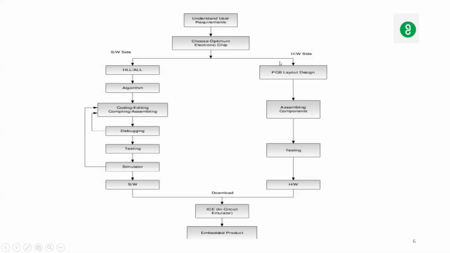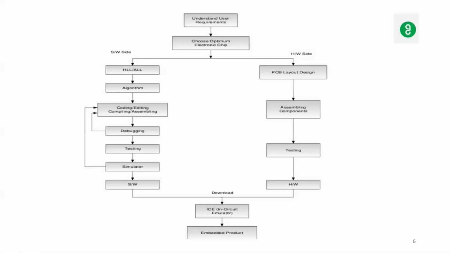If it is hardware, we are going to design a PCB layout by assembling all the components and then testing. The hardware portion is ready and the software portion is ready. Both have to be deployed into an in-circuit emulator. The functionality is checked in the in-circuit emulator, and then it is deployed into the embedded product. This is one way of doing it.